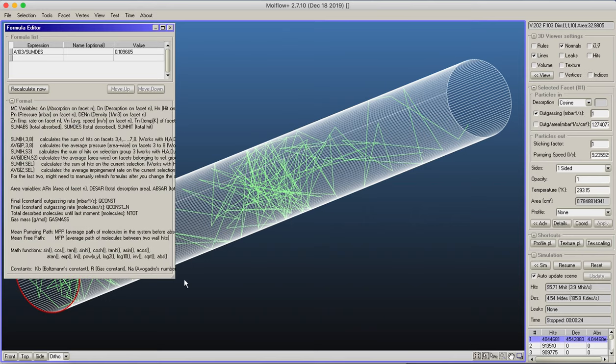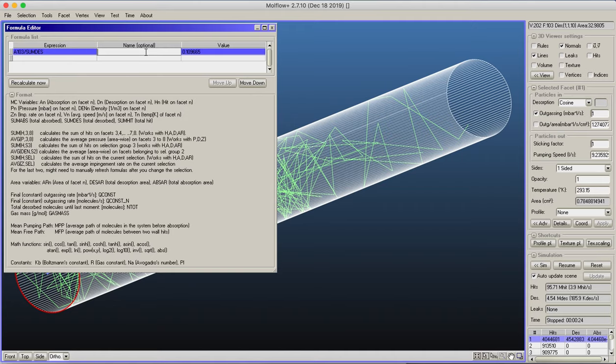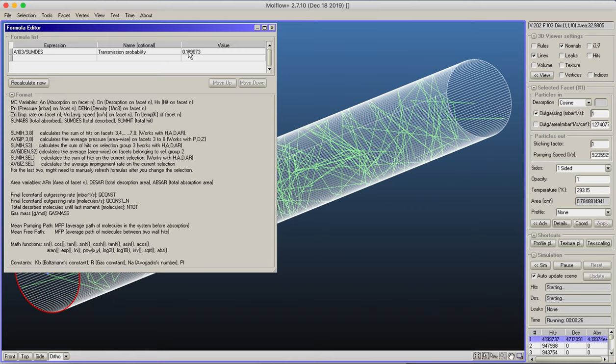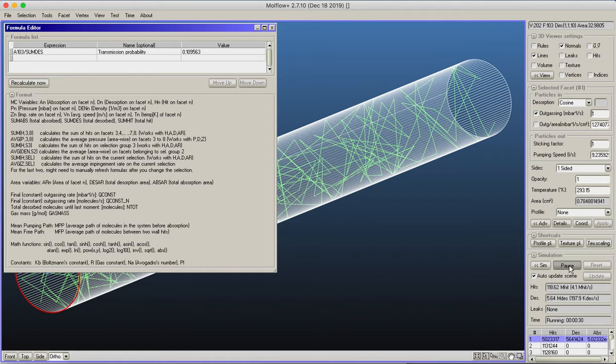By the way, there is a cheat sheet here. You can see what formulas we can have. I will just name this formula transmission probability. And we can see that we've got this 0.11. And by the way, as our simulation is running, this quantity is being recalculated.